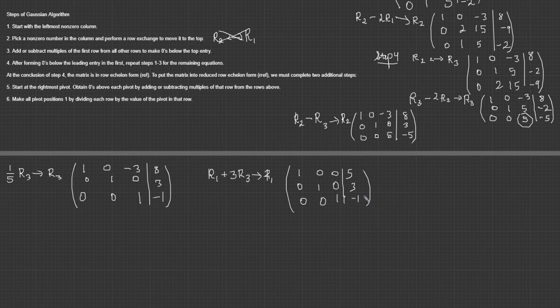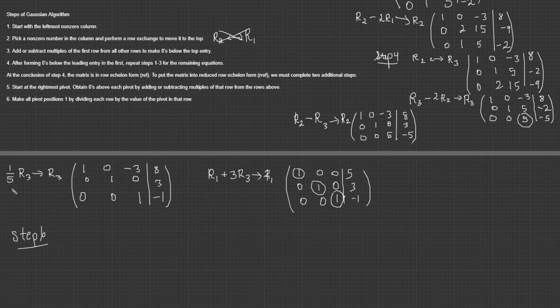All right, and now we have one more step to go. That's step 6. Make all pivot positions 1 by dividing each row by the value of the pivot in that row. So in this case, with step 6, all of our pivots are already 1. Because you can see here, we have a 1 here, another 1 here, and then a 1 in the third row.